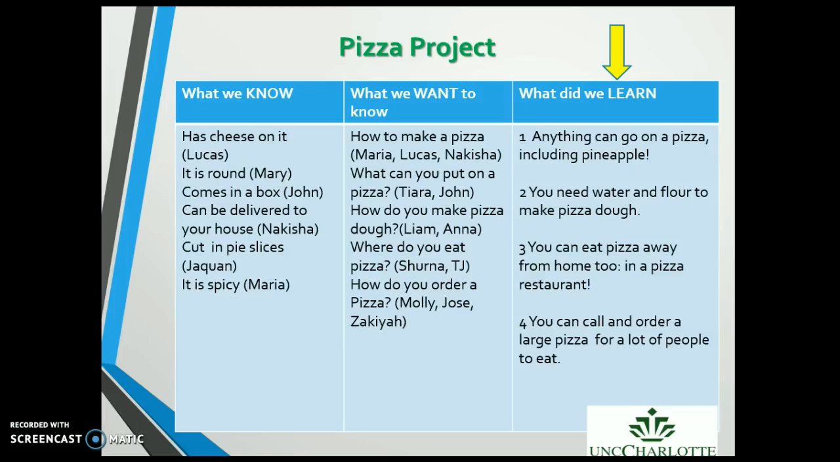But let's look and see what our KWL chart now looks like. Well, we looked at what do we know and what do we want to know, and this says what did we learn. Anything can go on a pizza. That's amazing. Even a pineapple. You need water and flour to make pizza dough. Okay. You can eat pizza away from home and in a pizza restaurant. And you can call and order a large pizza for a lot of people. Wow, what a lot of things to learn. That is so interesting. So this was our pizza project.